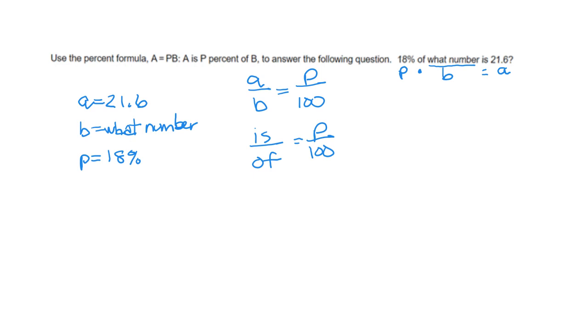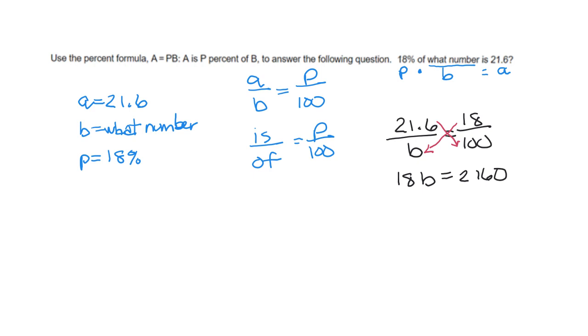I have A over B is equal to 18 over 100. Now you don't need to change this into a decimal. The divide by 100 takes care of that decimal change. We will do our cross product, take the numerator and multiply it by this denominator, and the same thing to the opposite side. So I have 18 times B, which makes this 18B. And I have 21 and 6/10 times 100, which gives me 2,160.